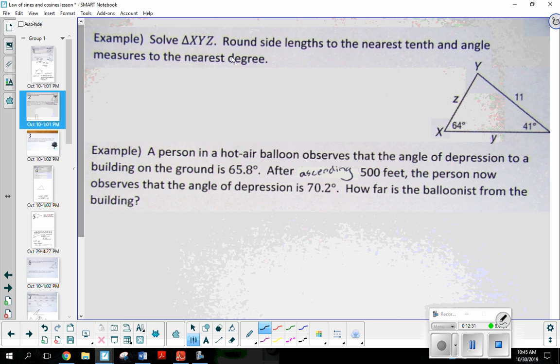Okay, so the next example says a person in a hot air balloon observes that the angle of depression to a building on the ground is 65.8 degrees. After ascending 500 feet, the person now observes that the angle of depression is 70.2 degrees. How far is the balloonist from the building?